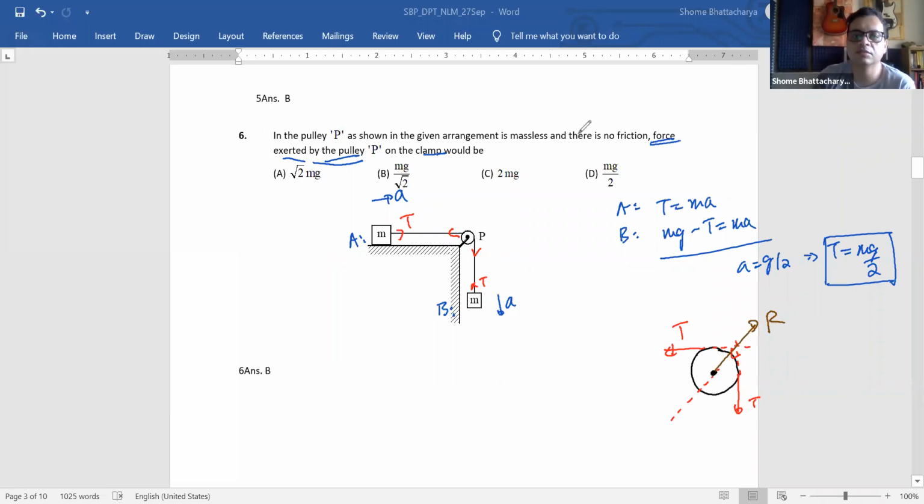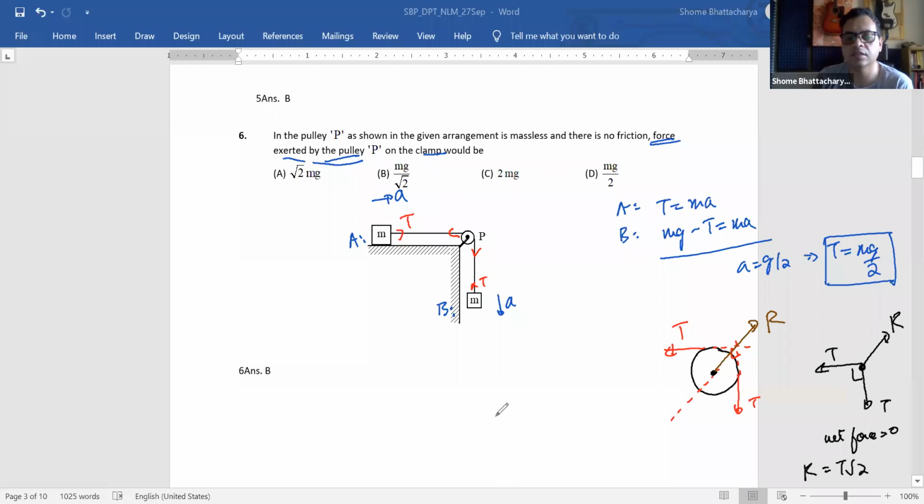Okay. So ultimately, when you draw a proper vector diagram, the forces on the pulley are like this: tension, tension, this angle is 90, and the reaction force against it. So the net force is 0 on the pulley. So the reaction force has to be the vector sum of these two. So it has to be T root 2.